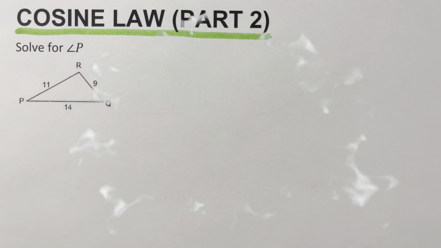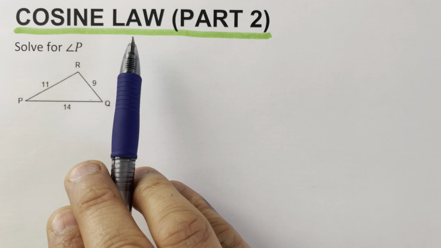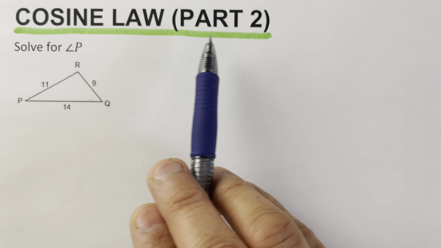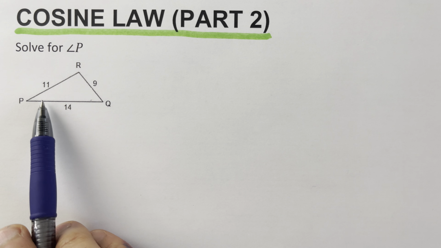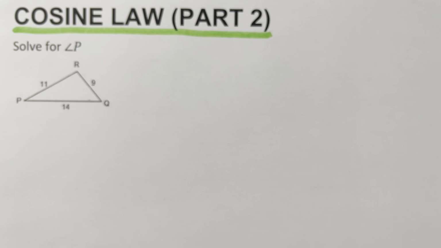Hello everyone. This video will focus on the cosine law, or the law of cosines, and this is the second part. In this part, we're going to solve for the missing angle. Before we go over this example, let's have the definition of the cosine law.